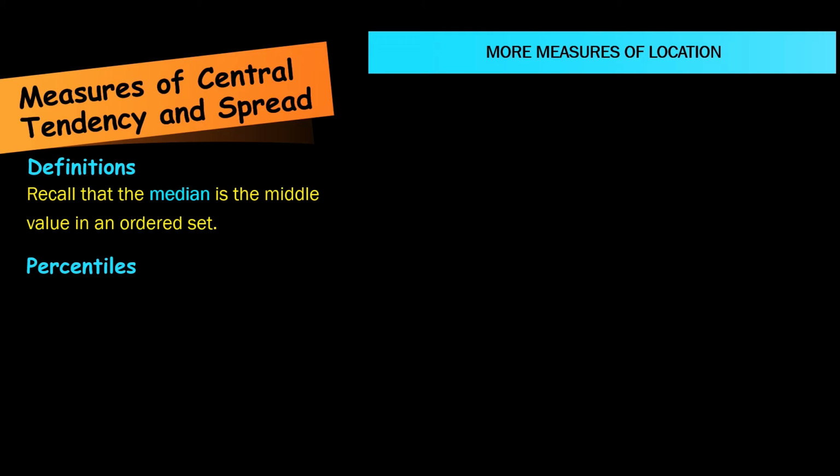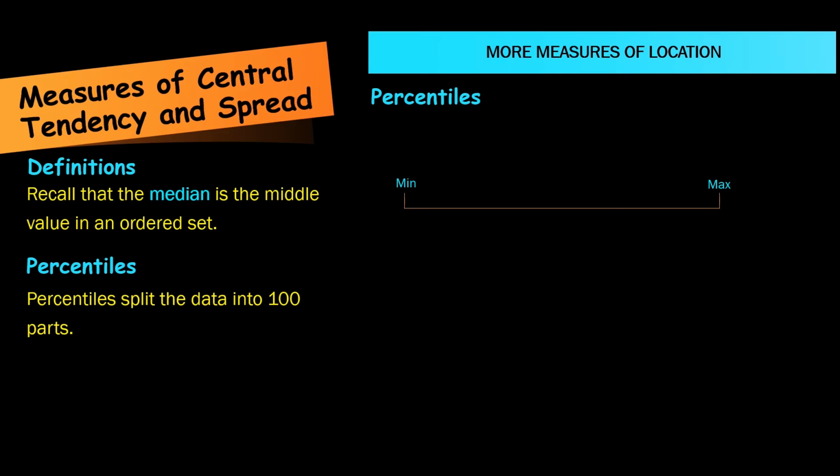Now let's take a look at percentiles. Percentiles split the data into 100 equal parts. So again, if we look at the data from a number line perspective, we have the minimum and the maximum highlighted as shown. And here we have 10% along, the 10th percentile. This lies 1/10 of the way through the data.